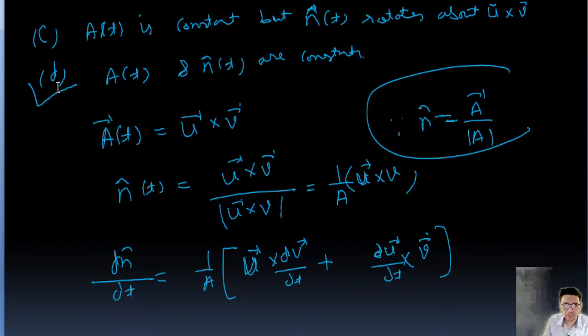Okay. So we have been given this, right? U and V vectors not initially parallel to each other, and the condition is given, the area of parallelogram of U and V and the unit normal vector to it. So area we know, right? And area is constant, right? Area vector is not constant, but area is constant, right? So option D is the correct one. A(t) is the area, and the unit normal vector are constant.